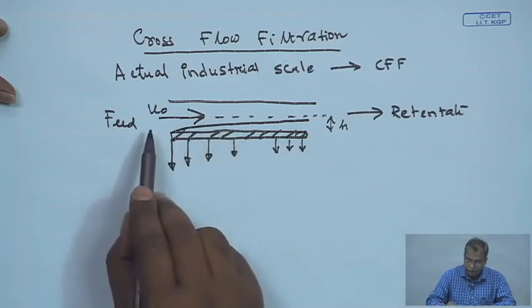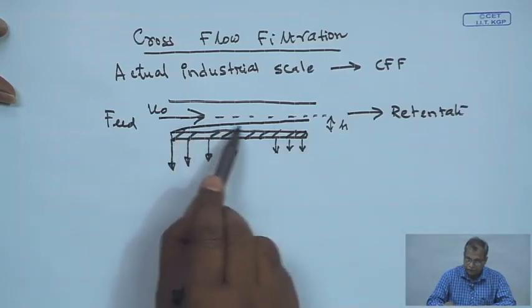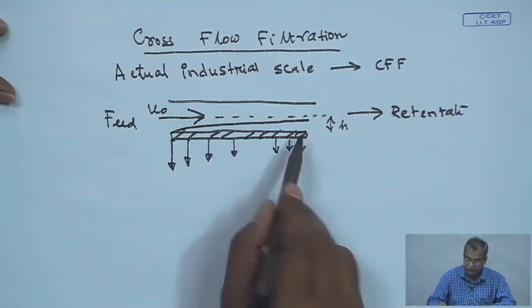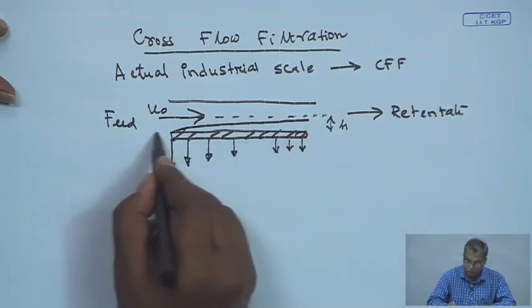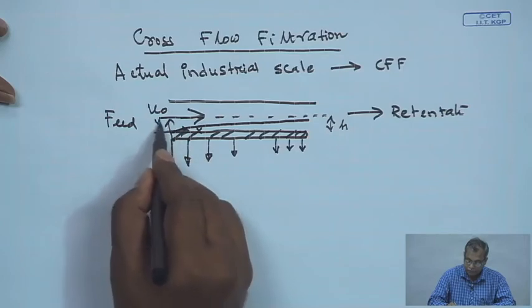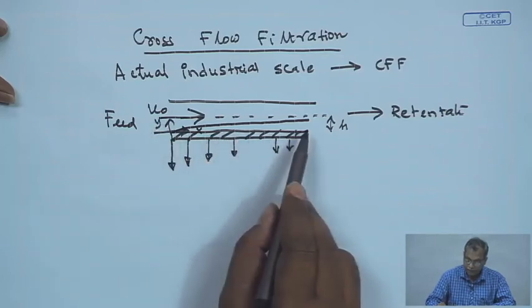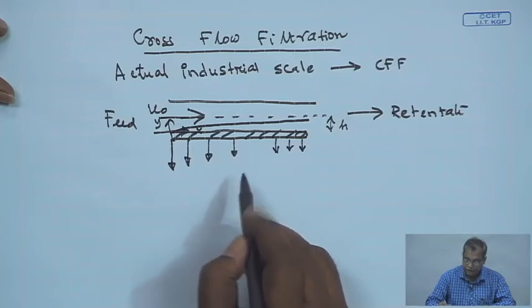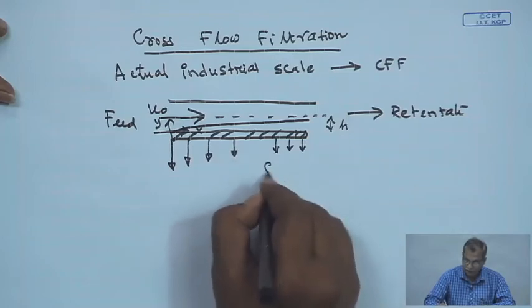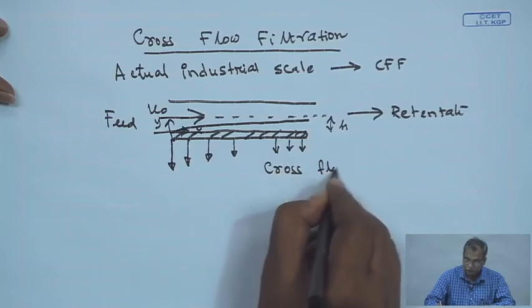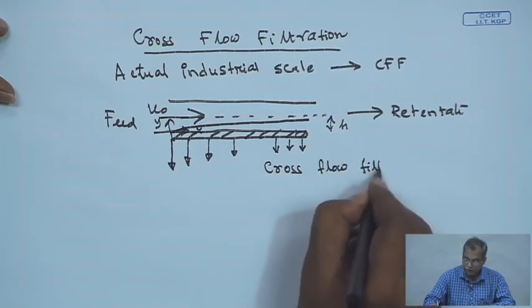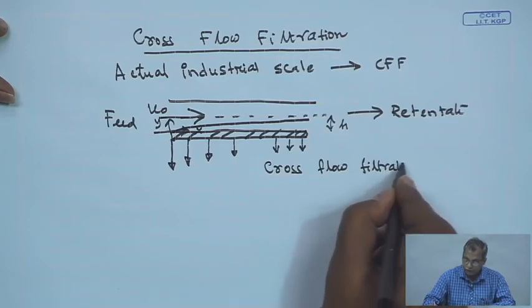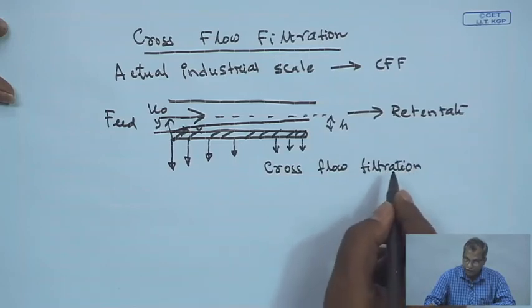Now, in this case, feed is flowing in the horizontal direction, the x direction, and this is y. So, feed is flowing in the x direction and the permeate is flowing in the y direction, at 90 degrees, which is why this flow is called cross flow filtration. Why does the term cross flow come? Because the filtrate or permeate is coming at 90 degrees compared to the direction of flow in the feed chamber.